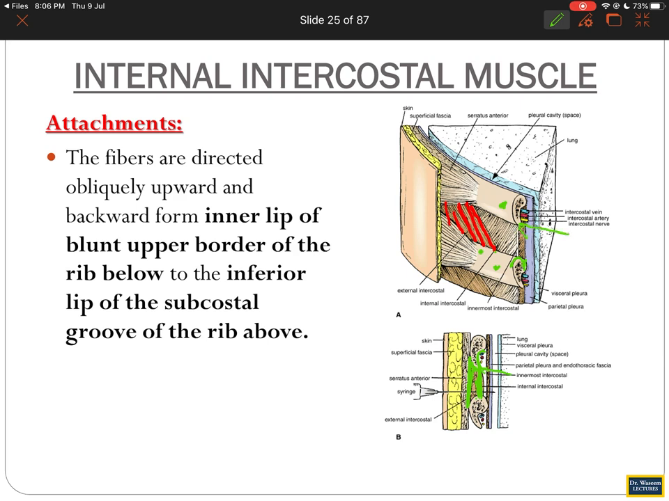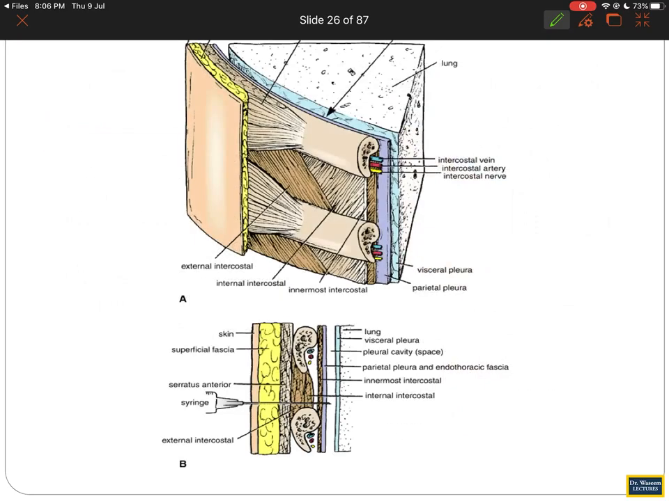So, this will be inserted to the inferior lip of the costal groove. It means taking origin from the inner lip, the inner aspect of the blunt upper border of the rib below, reverse now, and inserted into the inferior lip of the costal groove above.